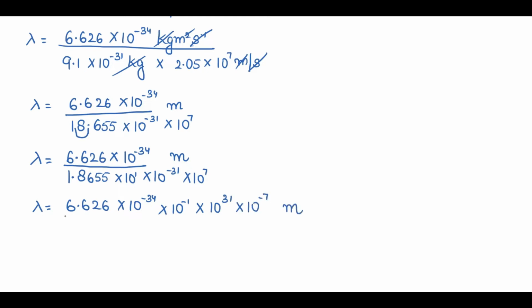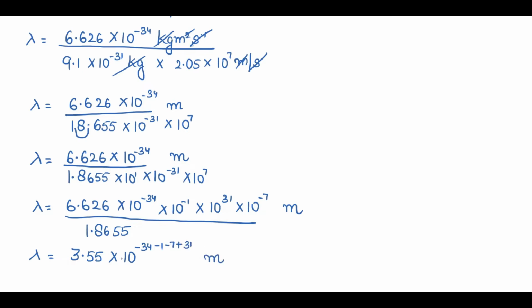And unit meter, divided by 1.8655. When you divide 6.626 by 1.8655, your answer will be 3.55. And these powers are in multiplication, so you can add them. Let's compile the negative powers first. So 10 raised to power minus 34 minus 1 minus 7 and plus 31, unit meter only.